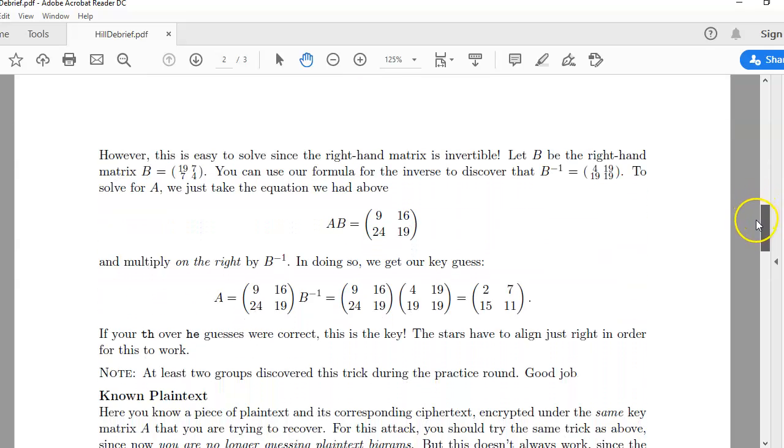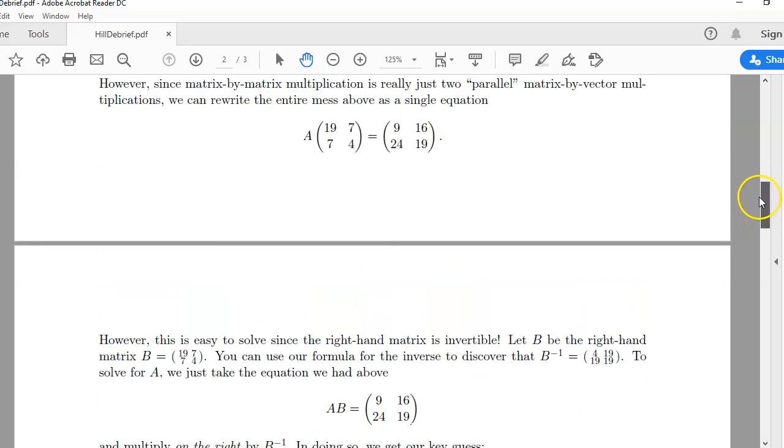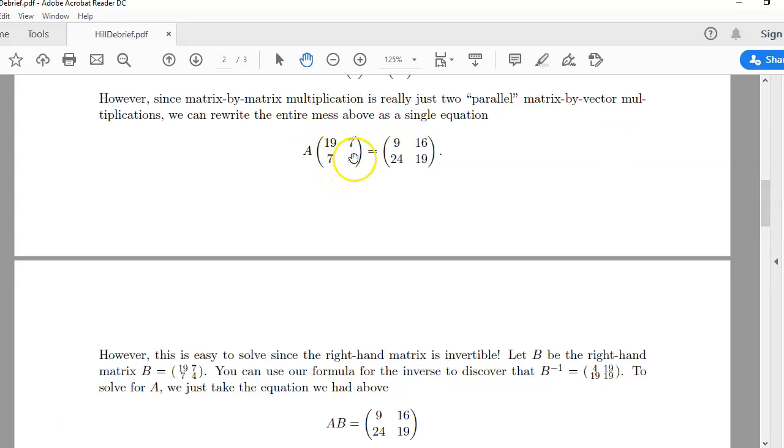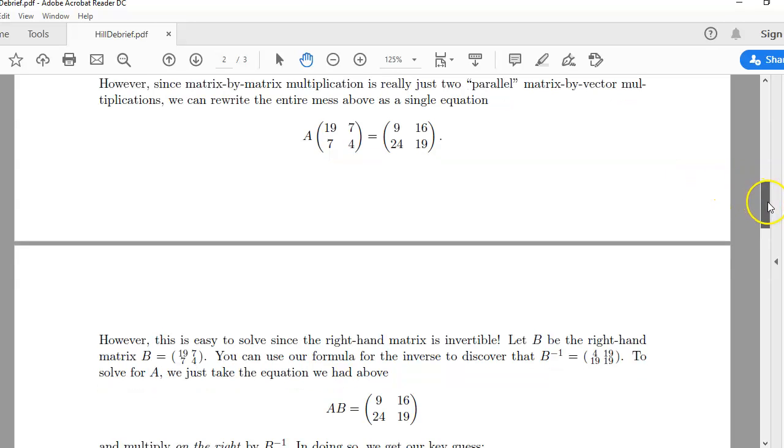This is not bad to do, not too hard, because this matrix right here, which I'm calling B, the right-hand one on this side, is hopefully invertible. In this case, it is. So if you call this B, if I can invert this, I can multiply it off by the inverse and get A. So here's how we do it.